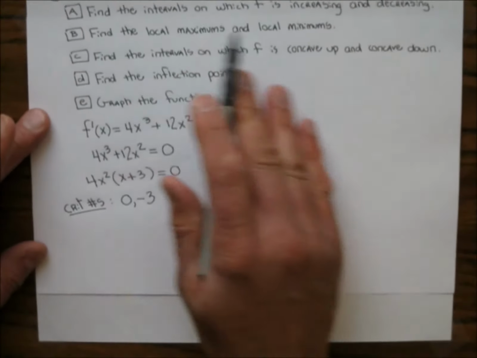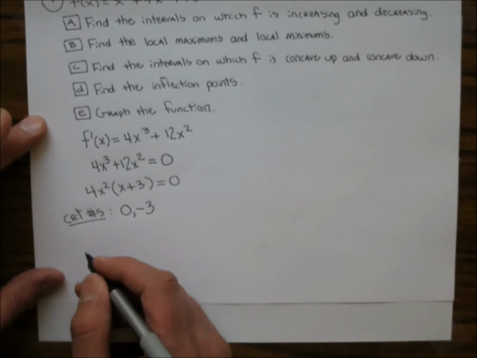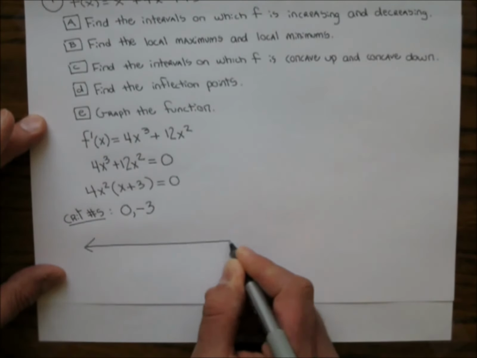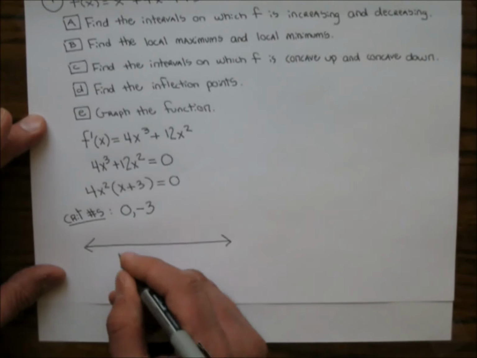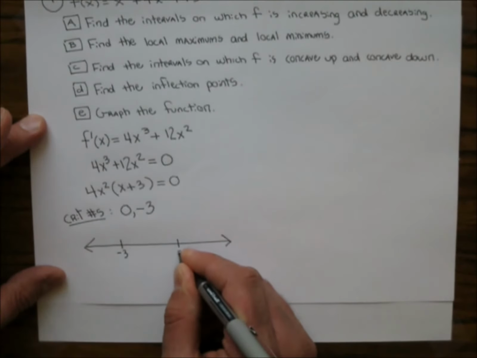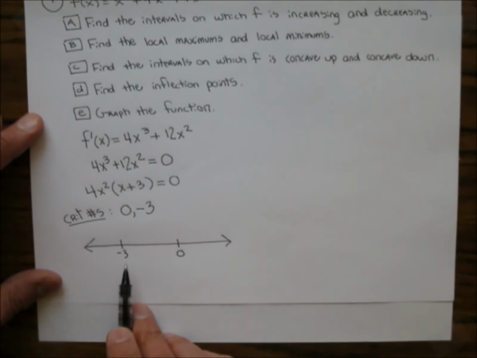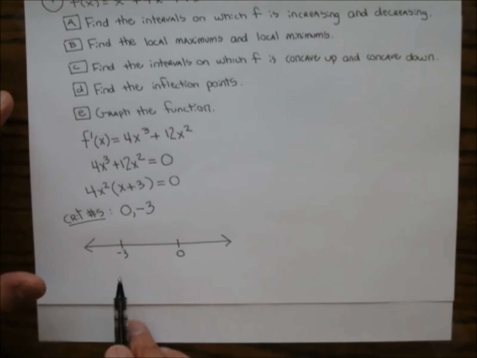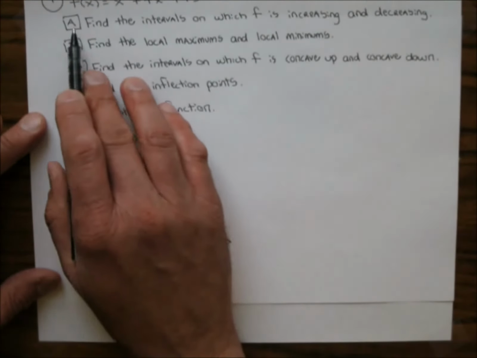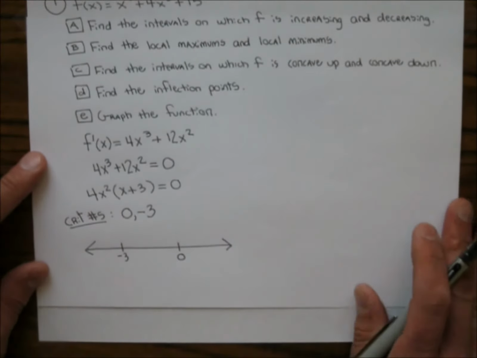I'm trying to find the intervals on which f is increasing and decreasing. So what I'm going to do now is put a number line. And on my number line, I'm going to put -3. Then I'm going to put 0. So I'm going to put those in order. And I'm going to do something called the first derivative test to find the local mins and maxes. But before I do that, I'm going to find the answer to part A, where it says find the intervals of increase and decrease. So how do I do that?